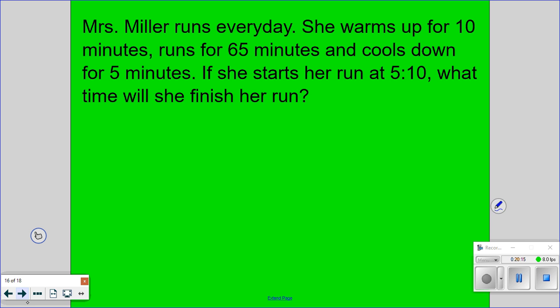Miss Miller runs every day. She warms up for 10 minutes, runs for 65 minutes, and cools down for 5 minutes. If she starts her run at 5:10, what time will she finish her run? What's going to be your answer sentence?